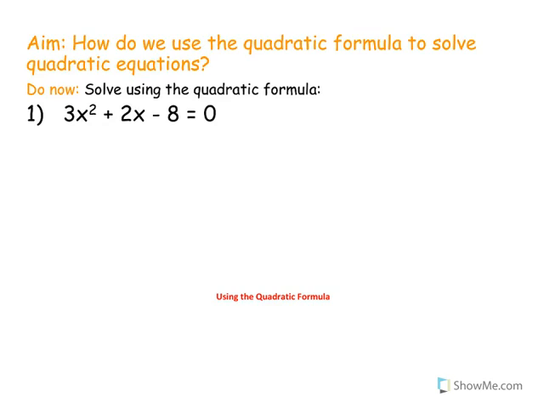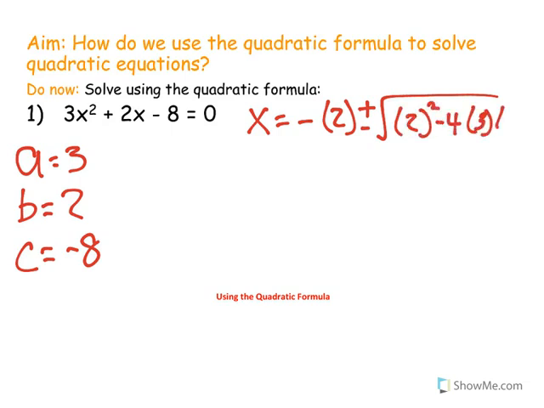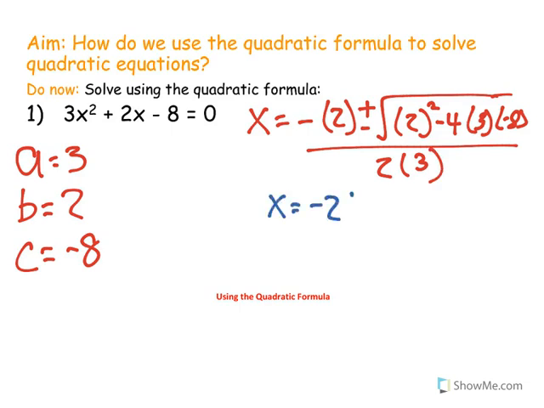So we said the first thing we needed to do for the quadratic formula is identify a, b, and c. So a is the coefficient of x squared, b is the coefficient of x, c is the constant. So my quadratic formula, we said, was x is equal to negative b, plus or minus the square root of our b term squared minus 4 times a times c, and that whole thing is going to be divided by 2 times a, which in this case is 3.